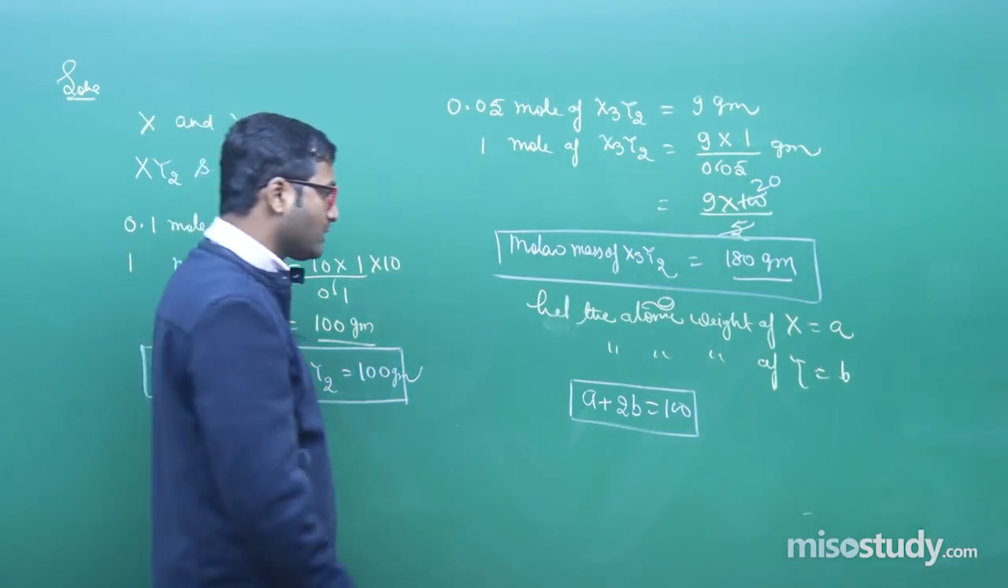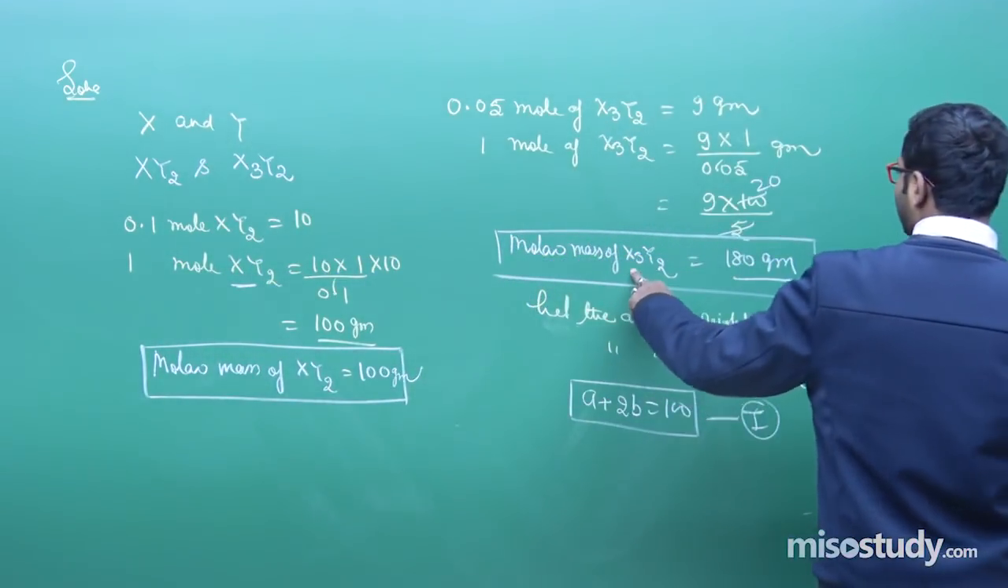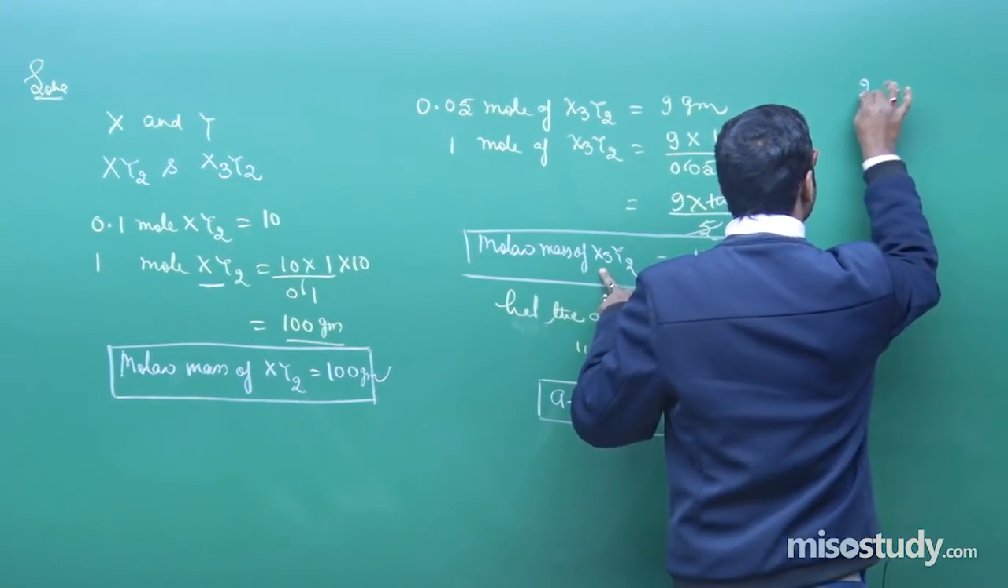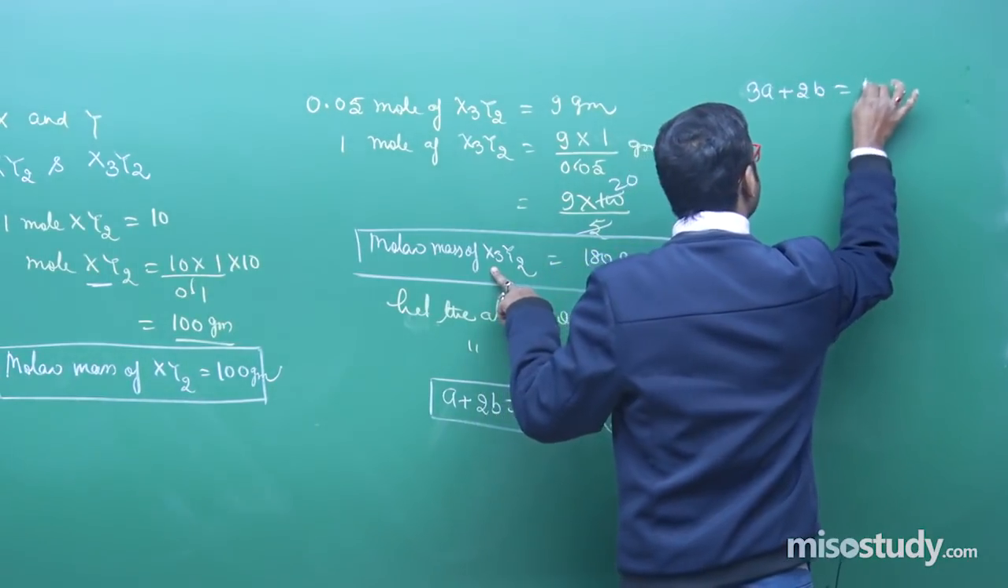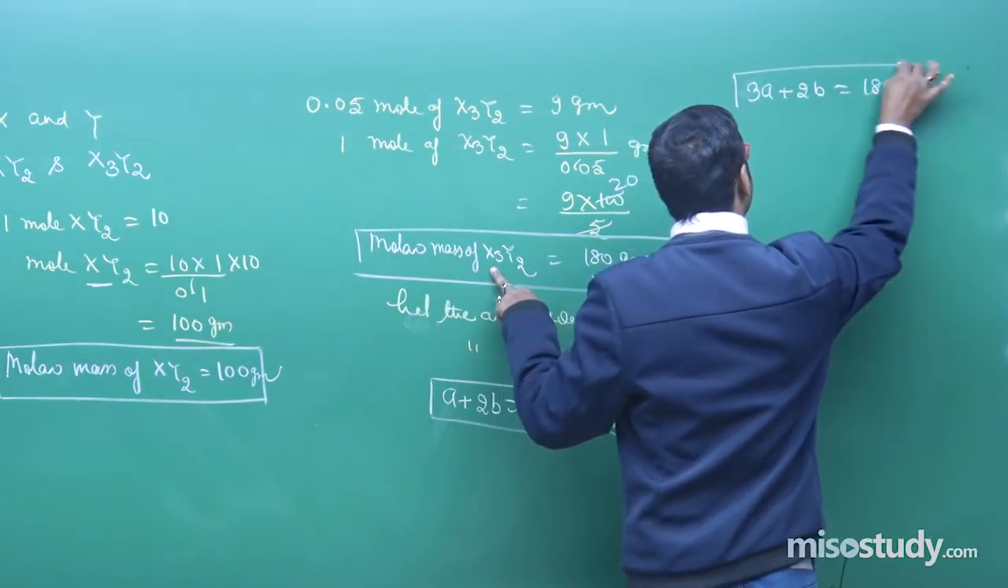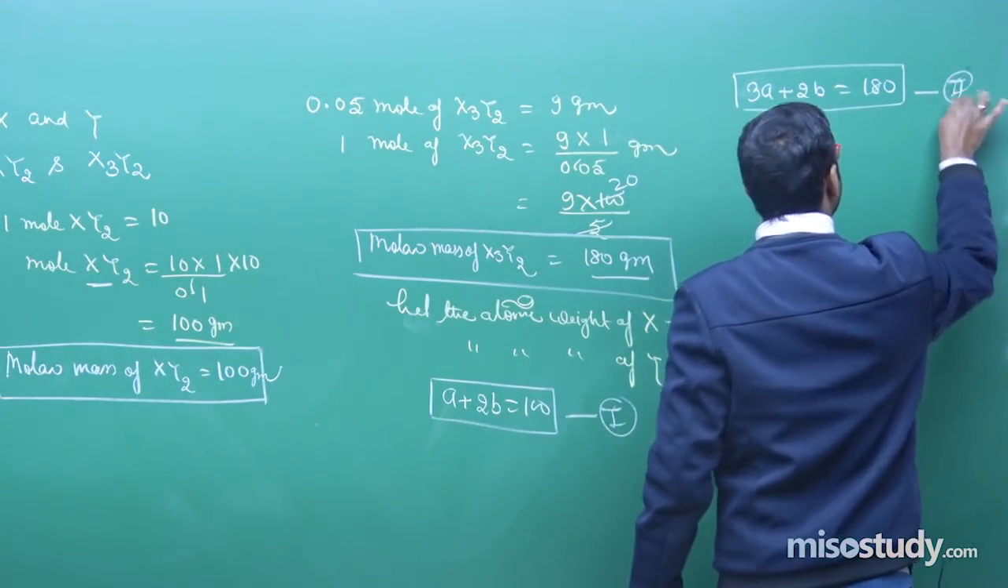A plus 2b is equal to 100 for the first expression. And from the second expression, X3 Y2, we will get 3a plus 2b is equal to 180. Again, I am repeating, 3a plus 2b is equal to 180. This is the second question.